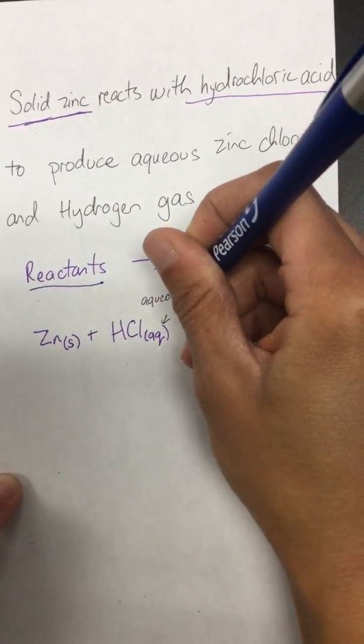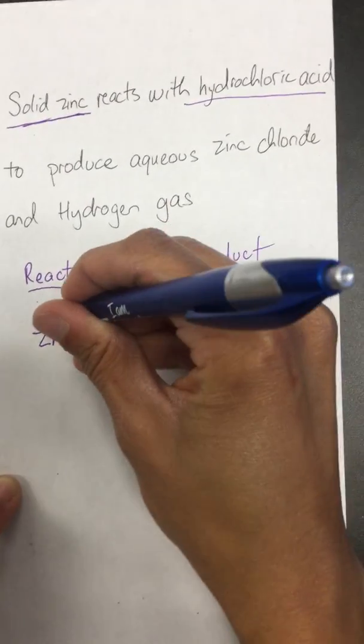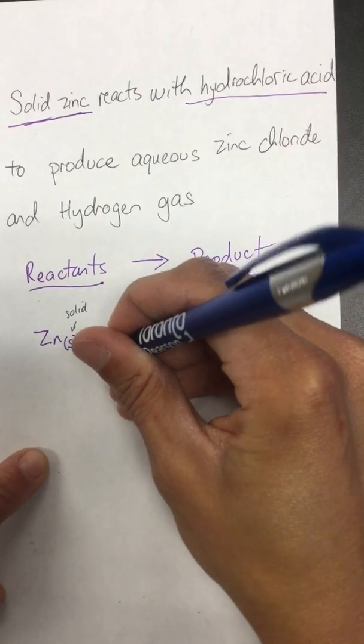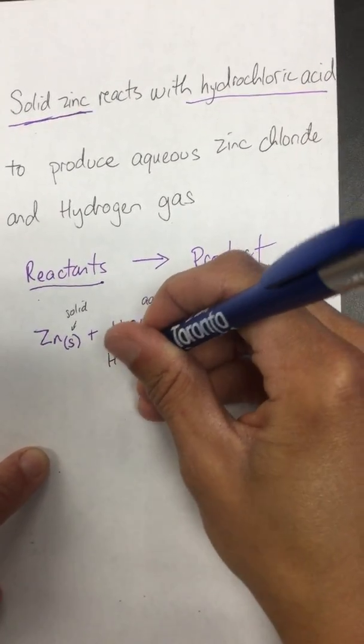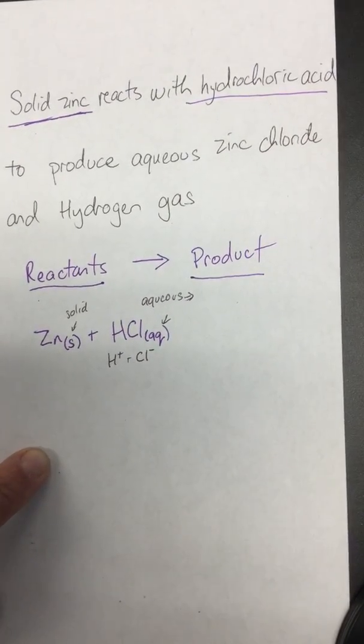And that just means that when this happens to get into water, it separates from each other. So you don't have to worry about this too much, but for those of you who want to know, hydrogen actually separates into its own ion, and then chlorine separates into its own ion. So that's what that term aqueous means.